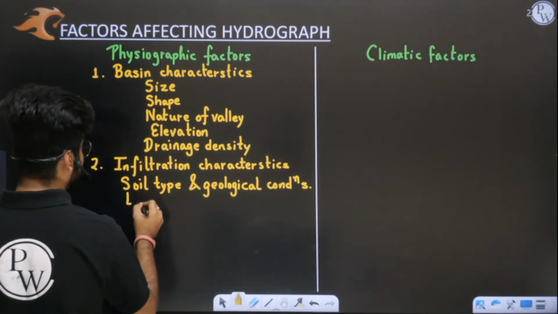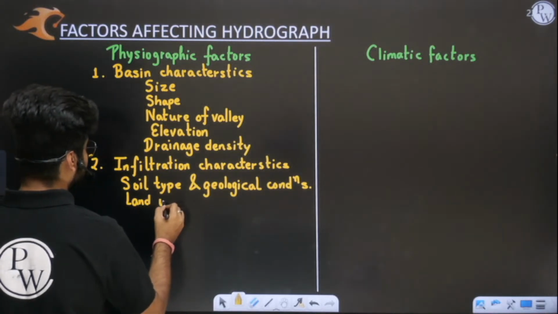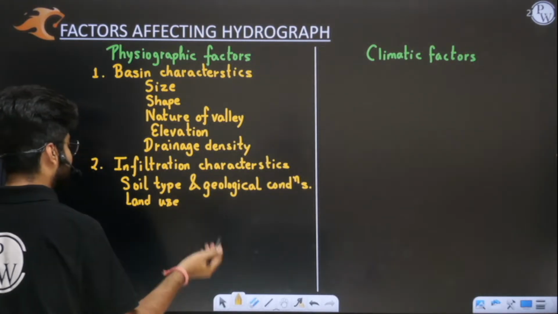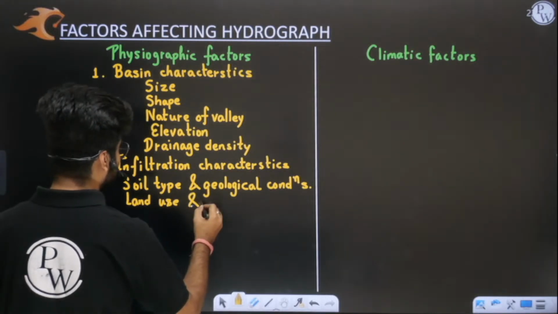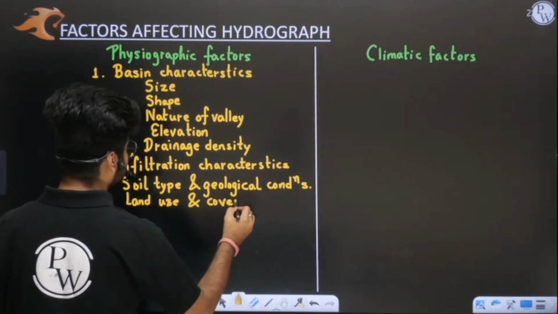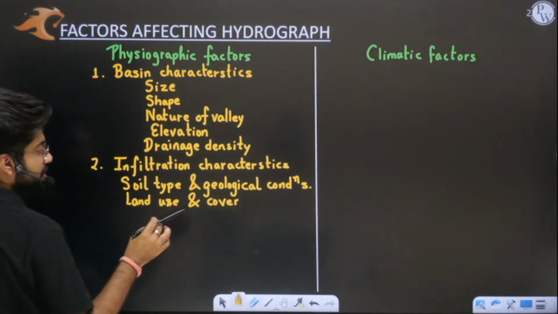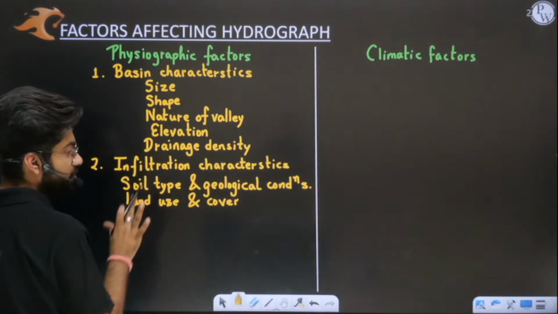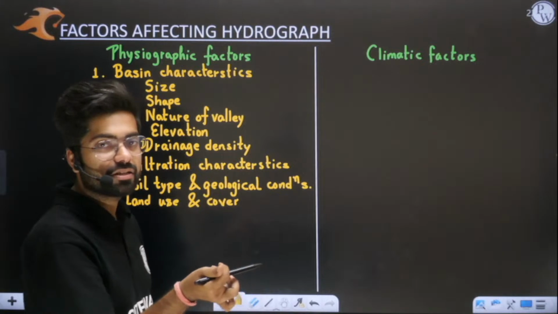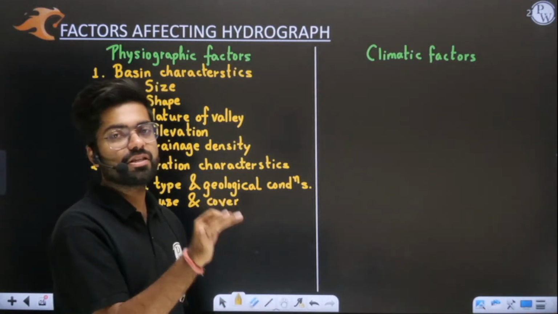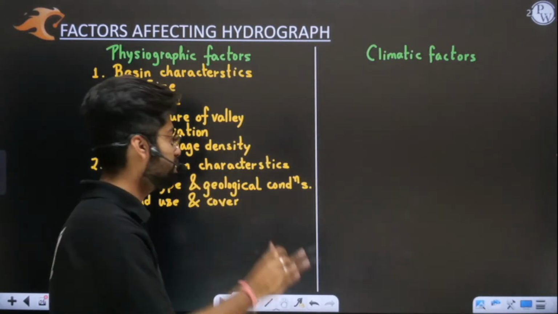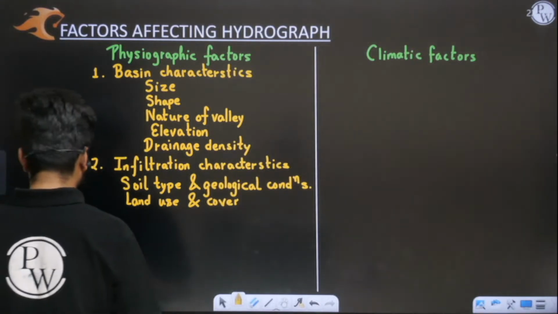Then what kind of land use is there? Forest area or city area. What kind of land use and cover is there? Because land use pattern will significantly influence runoff, and if runoff is influenced, then obviously the shape of hydrograph will change.